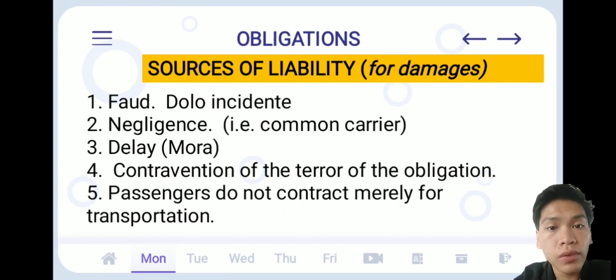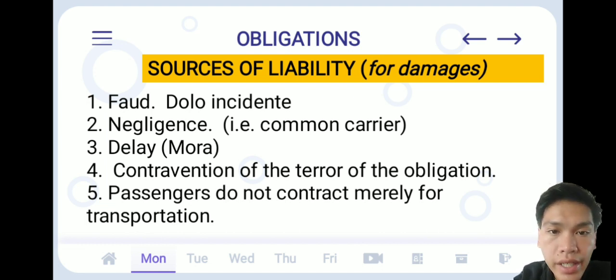C is dolo, fault or negligence. So felonies are committed not only by means of deceit or dolo, but also by means of fault, which is culpa. There is deceit when the act is performed with deliberate intent, and there is fault when the wrongful act results from imprudence, negligence, lack of foresight, or lack of skills.